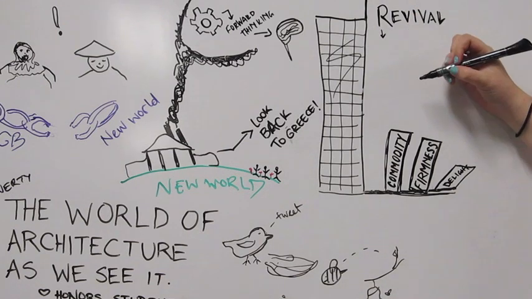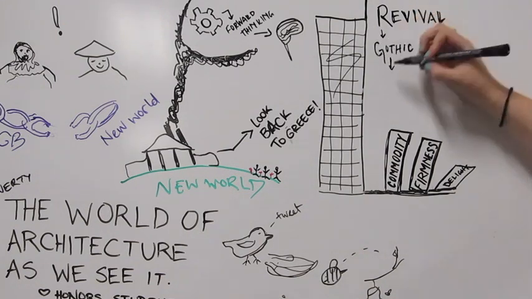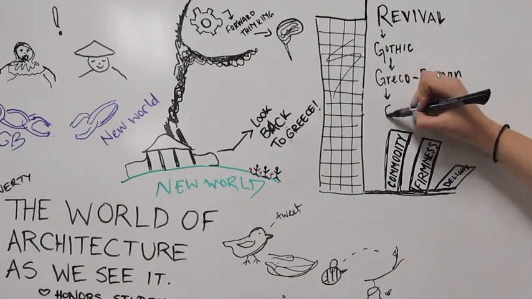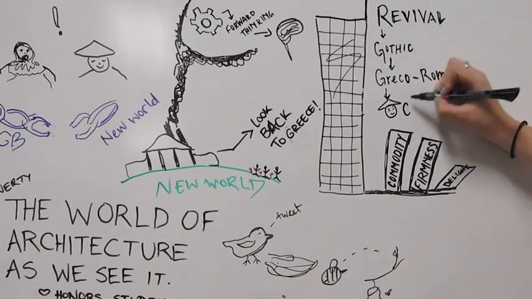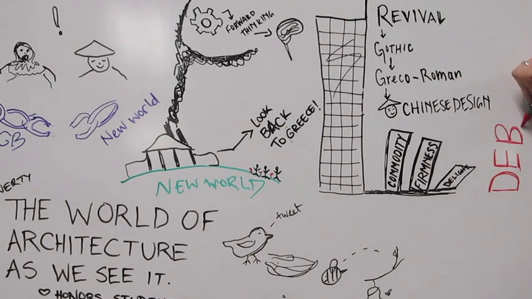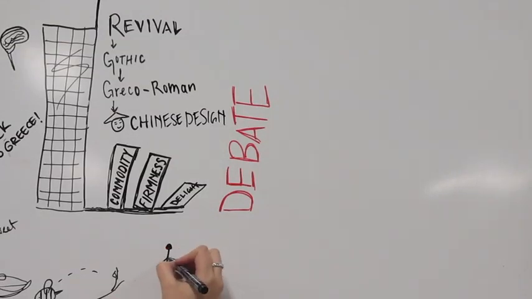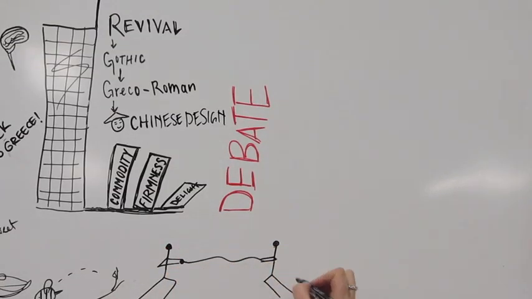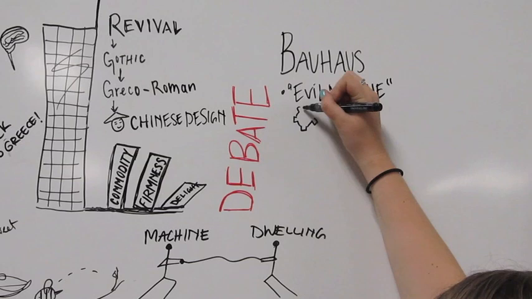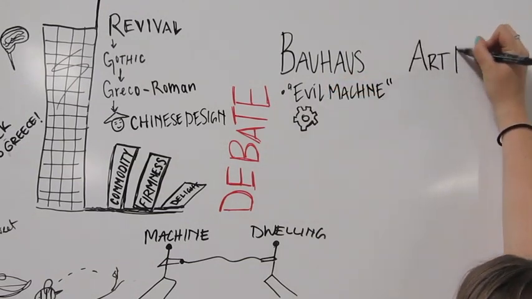There are many different revivals during the 1800s: Gothic revivals, Greco-Roman revival, and the introduction of ancient Eastern design and surface motif into public design. There is a huge debate among architects as to which style has the most dominant voice in the Western world. It's a tug of war between a house being a machine and a house being a spiritual dwelling. Bauhaus versus Art Nouveau, the evil machine versus arts and crafts.